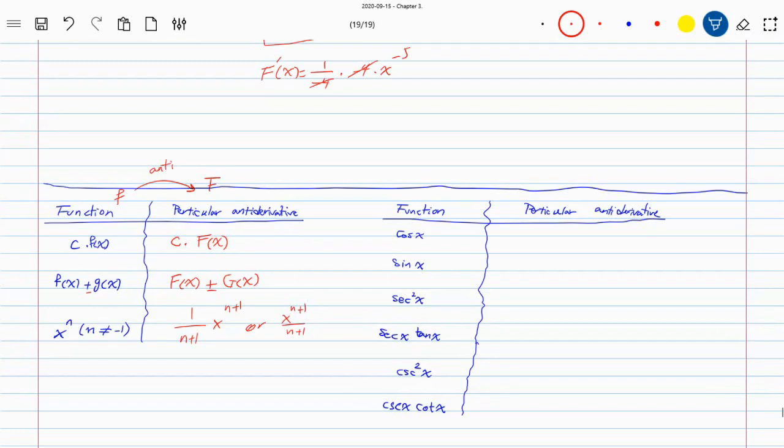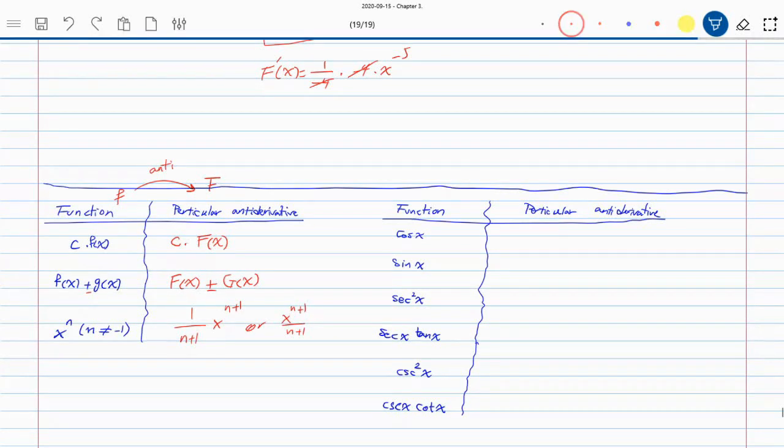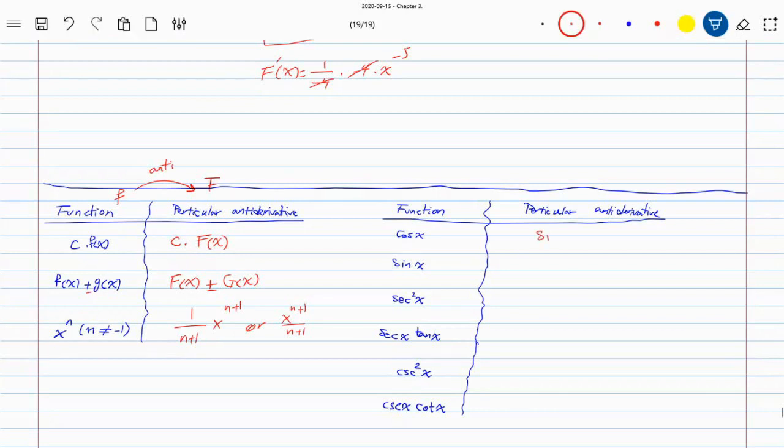For trigonometric functions, if you're given cosine as the derivative, we know the original function should be sine x, because the derivative of sine is simply cosine. What if you're given sine? We already discussed this. The derivative of cosine would have been negative sine, so to get rid of that negative, we multiply by a negative here.